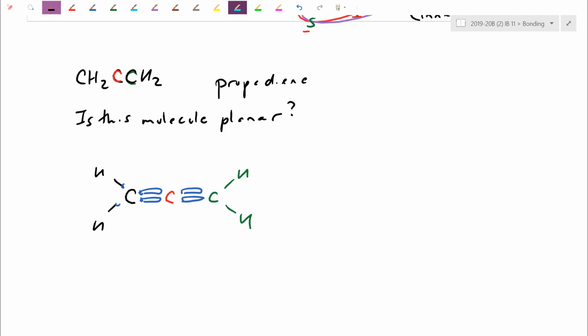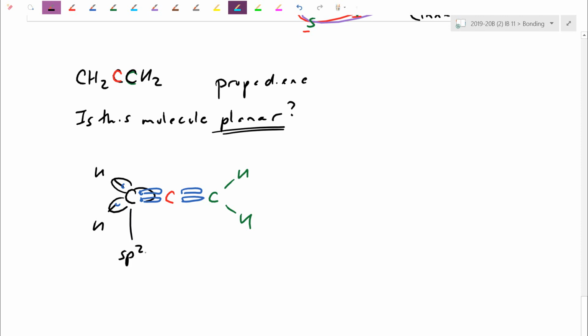When I did my VSEPR, I would do one center at a time. That's exactly what I want to do this time, but I want to see that if I do the VSEPR around any given center, is the whole molecule actually able to be flat, or is it twisted? So let's try it out. The carbon on the left side, this black carbon here, we know it has 3 electron domains.